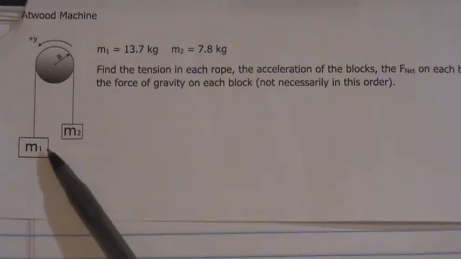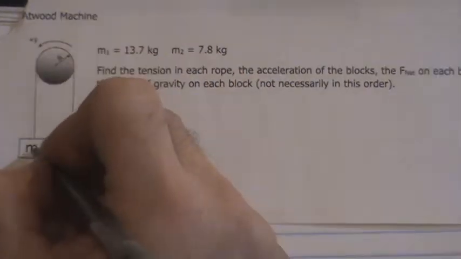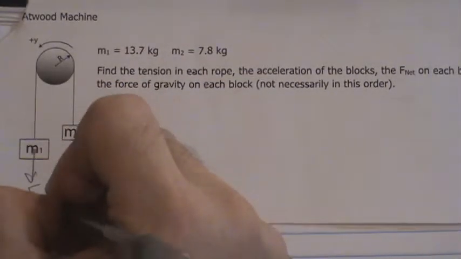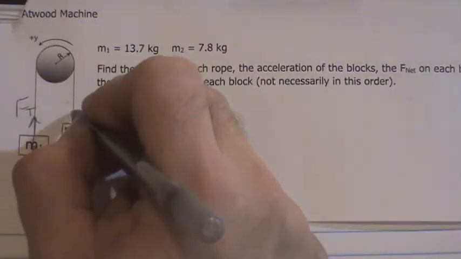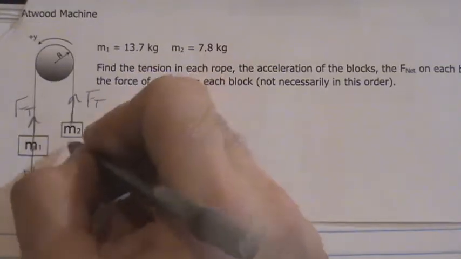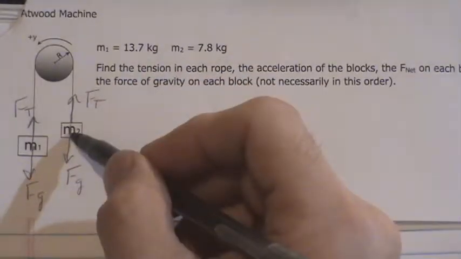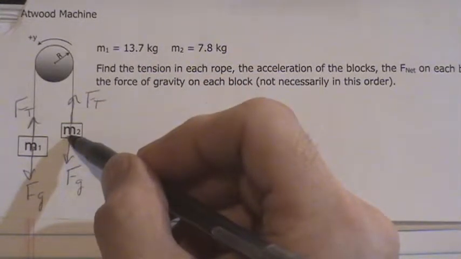So here we go. Once again, we always start with labeling all of our forces. Here we have the force of gravity pulling down and the tension pulling up. And on this object, we have force of tension pulling up and once again, force of gravity pulling down. Once again, tension forces.